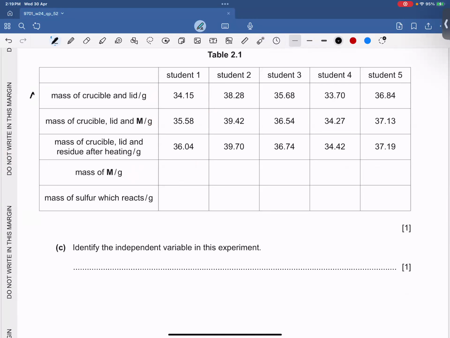So let's suppose this is A, let's suppose this is B, let's suppose this is C. So in order to get mass of M, let's subtract B minus A, slash gram. 35.58 minus 34.15, that is 1.43.